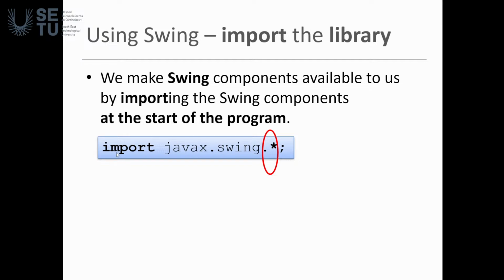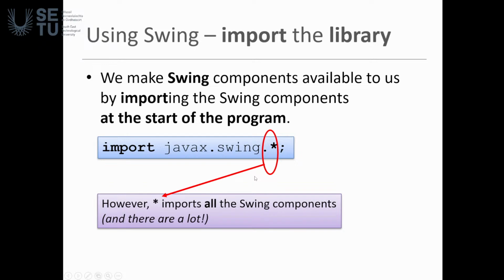So at the top of our code, we'll say import, and then this here is our library that we want to import. So javax.swing. If we were to say dot and star, what that means is include everything from this library. So the star imports all of the Swing components, and there's a lot. So we don't necessarily want to do that.